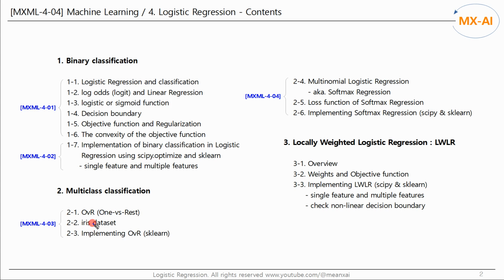In the last video, we looked at the OVR method for multiclass classification. In this video, we will look at the multinomial logistic regression, or Softmax regression. Let's use the maximum likelihood estimation method to generate a loss function and use it to perform the multiclass classification.